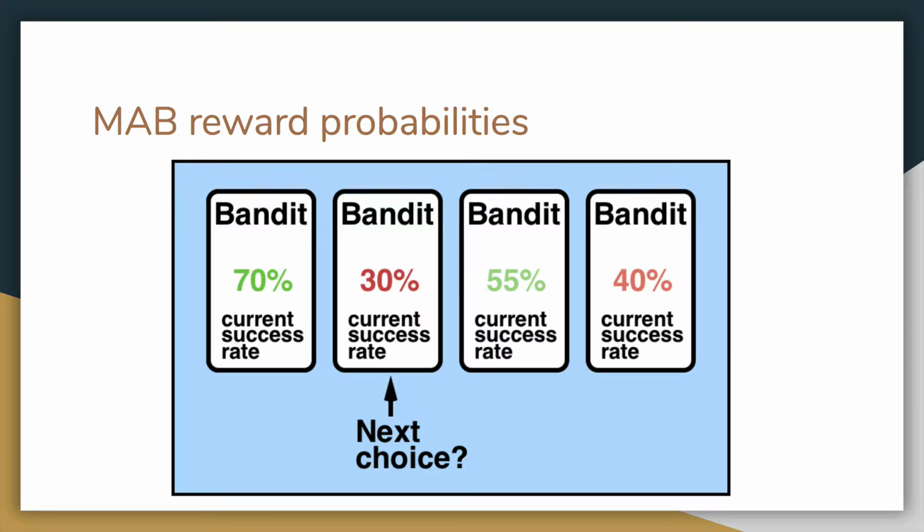So on this slide I am showing 4 machines with different reward probabilities. For the first machine, the success rate or the reward probability is 70. For the second, it is 30. For the third, 55. And for the fourth, 40. So your task, as a player of this game, is to study how frequently these machines reward you, and then you play them as often as possible so that you maximize your rewards.